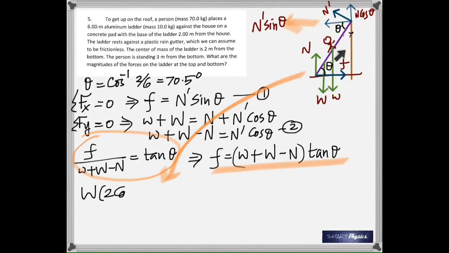There are two counterclockwise torques, one due to N prime sine theta and the other due to N prime cos theta. When you find the torque due to this one, you multiply N prime sine theta with the perpendicular distance, which is this. And when you find the torque due to N prime cos theta, that's the line of action of the force, you multiply with this total distance, which is given as 2 meters. So, the total clockwise, W times 2 cos theta. Why? Because we know that this is 2 and this is theta, so this is 2 cos theta.